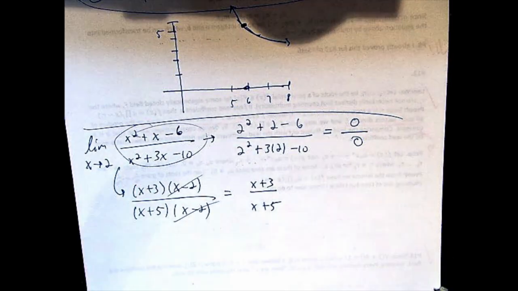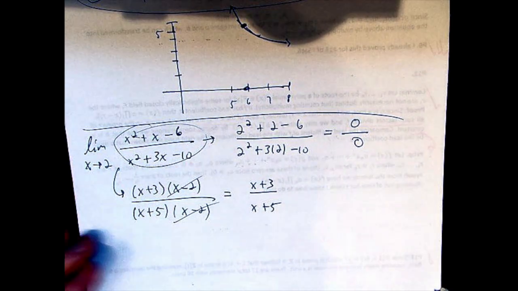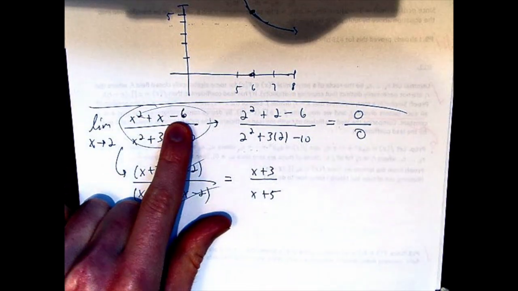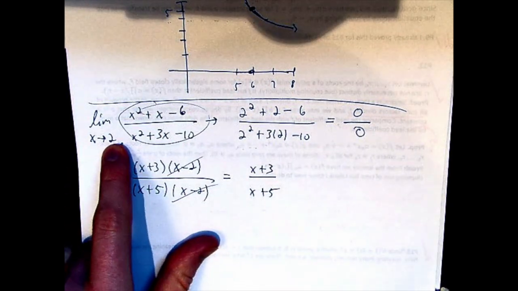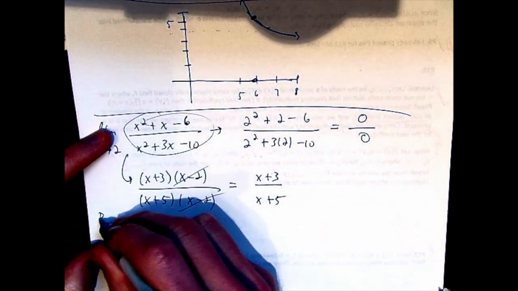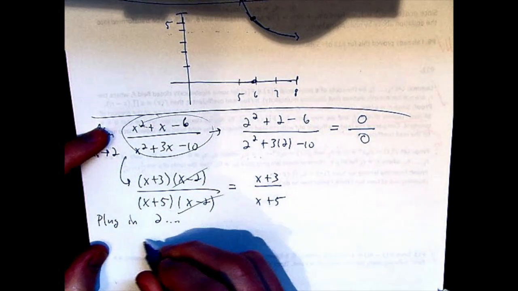Okay, so we have rewritten our function. And now we just try again, right? Now, instead of plugging 2 into this original version of the function, now we try plugging 2 into this version of the function. So try plugging in 2, and hopefully we get something reasonable this time.